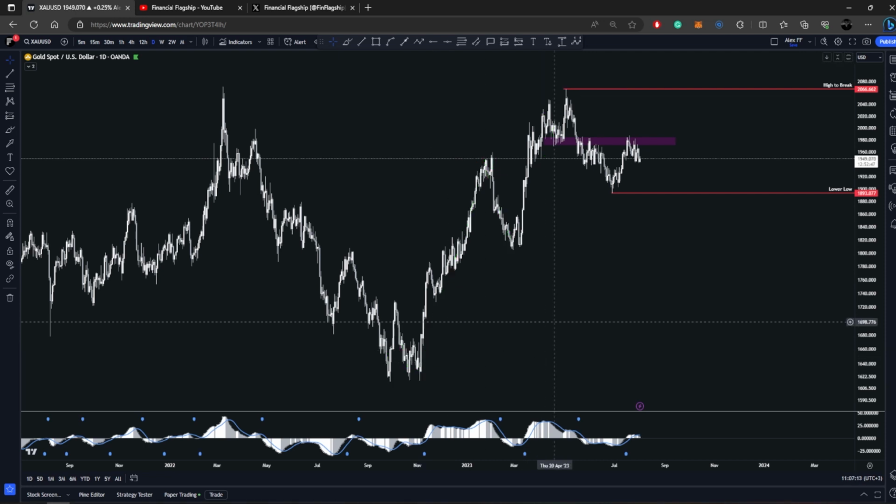So right now, as things stand, we are making here a consolidation for potentially one more move towards the upside to break this top here. So let's dive in a bit in this zone to analyze the price action here.